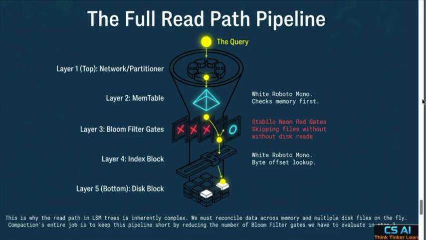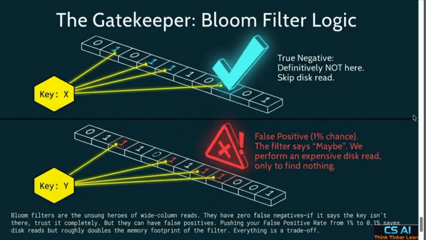The read path is a multi-layer pipeline. When a query hits, the system checks the partitioner to find the right nodes, then checks the memtable in memory. If not found, it first runs the gates, the bloom filters. It only proceeds to the index and disk block if the bloom filter gives a maybe. Compaction's entire job is to keep this pipeline short by reducing the number of gates the system has to evaluate on the fly. Let's look closer at the gatekeeper.